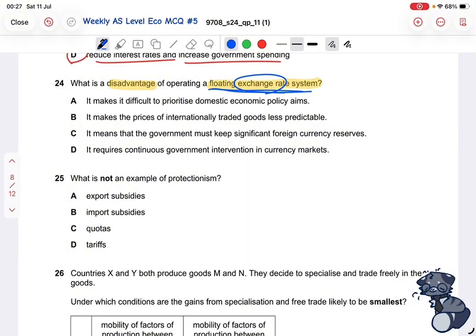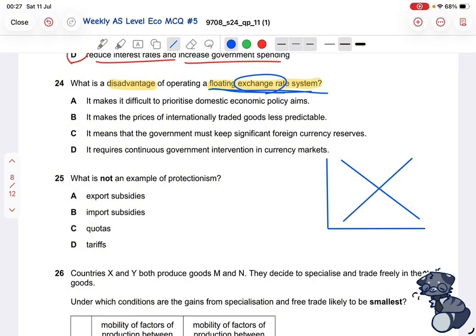And what is a floating exchange rate system? Well, the exchange rate can be presented on a foreign exchange market, which is basically a demand and supply diagram that shows the exchange rate. So we have our demand curve and our supply curve, and let's choose two currencies. Let's take the Burmese kyat and the American dollar, for example. So this will be the foreign exchange market for kyats.